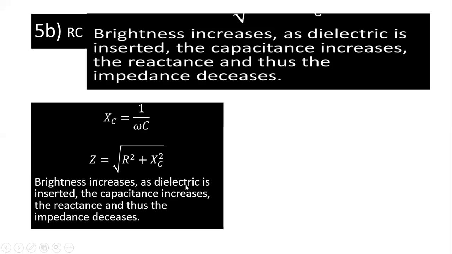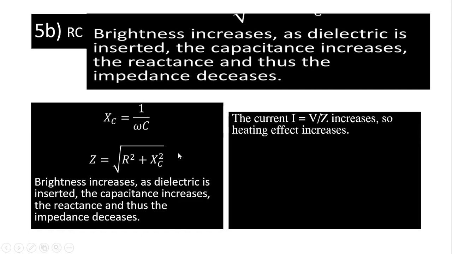As you add a dielectric, your C will increase. The capacitance will increase, so the reactance will decrease. If that one decreases, your Z also will decrease. So your current is V divided by Z, that's your voltage supply divided by your impedance. So your Z decreases, your I will increase. So the heating effect will increase. That's why the brightness will increase.